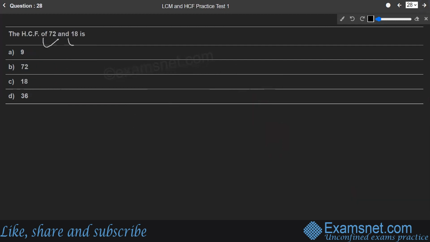HCF of 72 and 18 is, this is going to be easy. For finding the HCF, we are supposed to do the factorization. If you factorize 72, it can be divided by 2, which gives 36. 36 again divided by 2 gives us 18. 18 again divided by 2 gives us 9. 9 is divided by 3, which gives us 3. And 3 is divided by 3, which gives us 1. So these are the factors of 72.